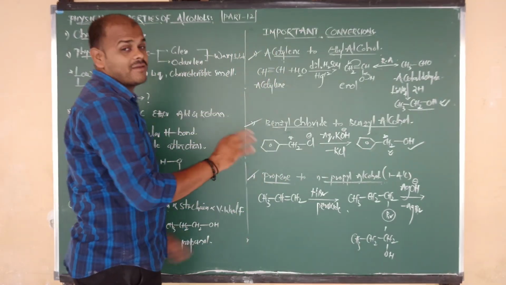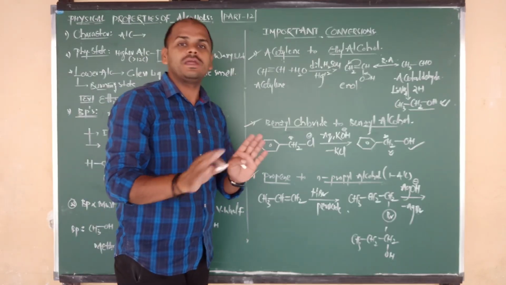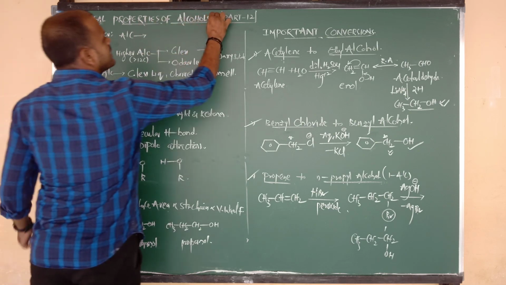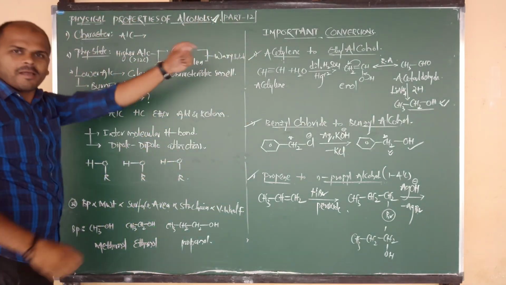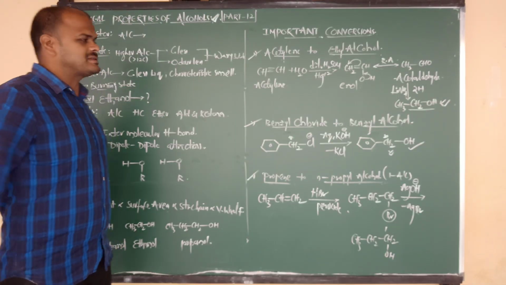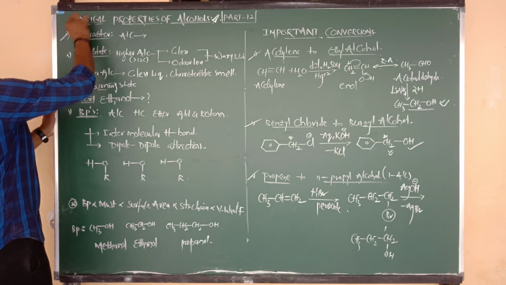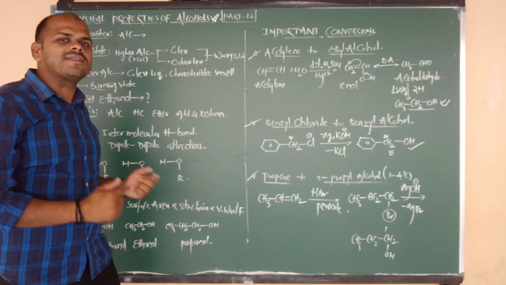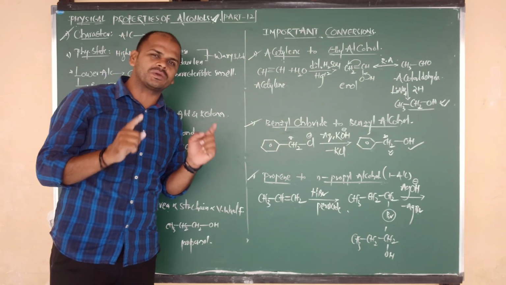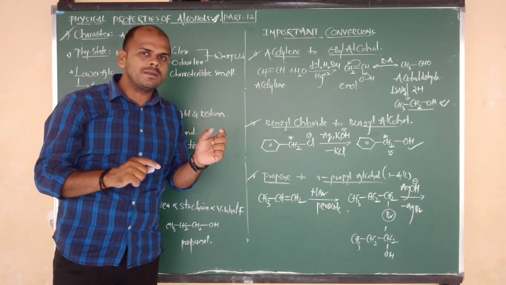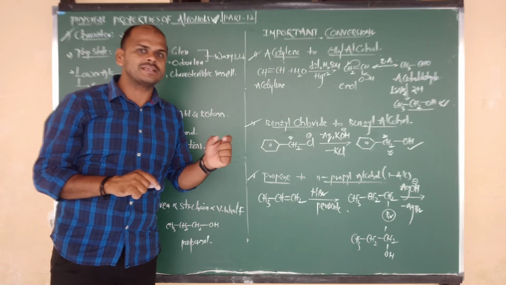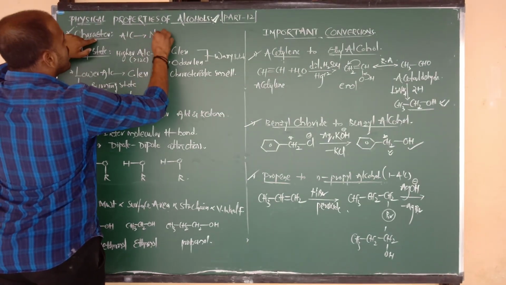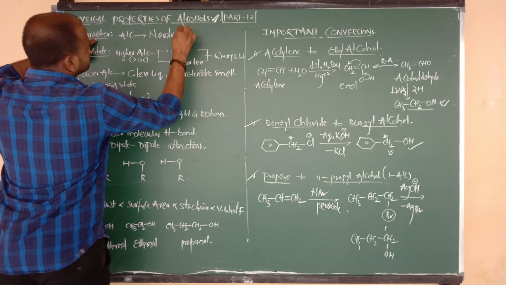These three are very important conversions for theory cum objective. Right. Let us go for physical properties of alcohols. In that, the first property is character. What is the character of alcohols? Whether they are acidic, basic or neutral in nature. A little bit of acidic nature will be there, depending on the reagent like sodium. But mostly we say that alcohols are neutral in nature.